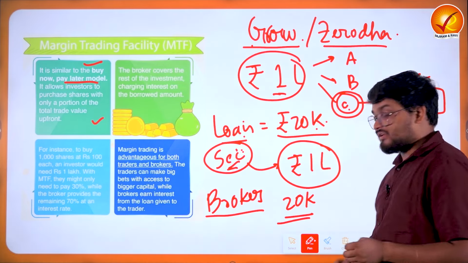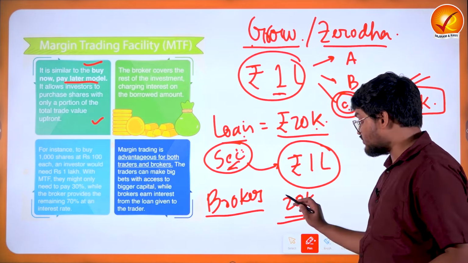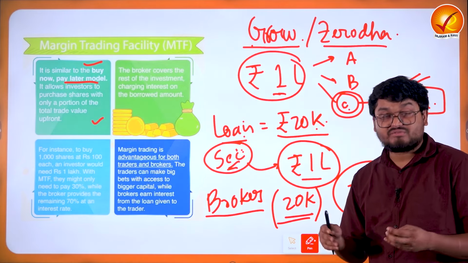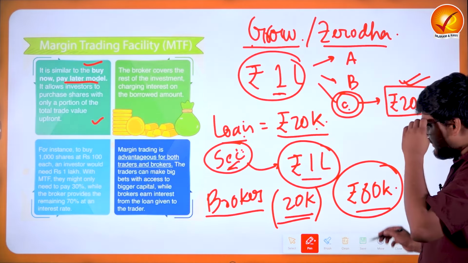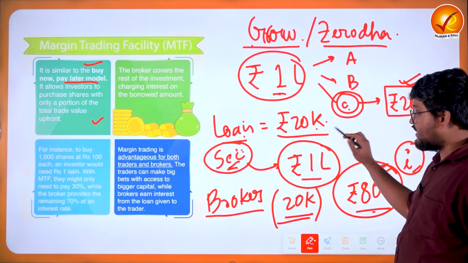Now, this is the 20,000 rupees that you told the broker you have. Now, how much do you want to invest? 1 lakh rupees. What is the shortage? 80,000 rupees, right? 80,000 rupees is the money that you have to borrow again. You will be given this 80,000 rupees by the broker. And again, we have to understand the broker will be charging some interest rate here, and the bank also will be charging interest here.